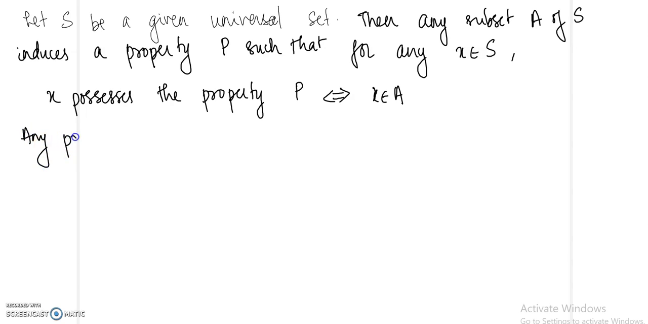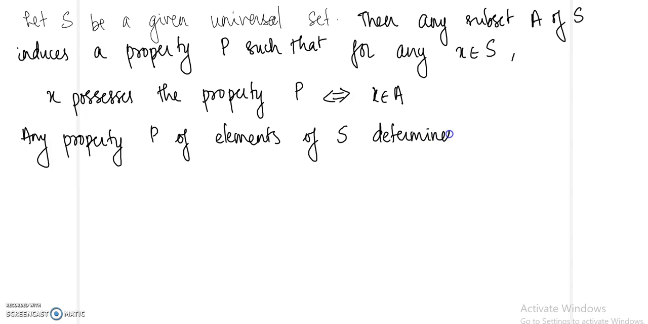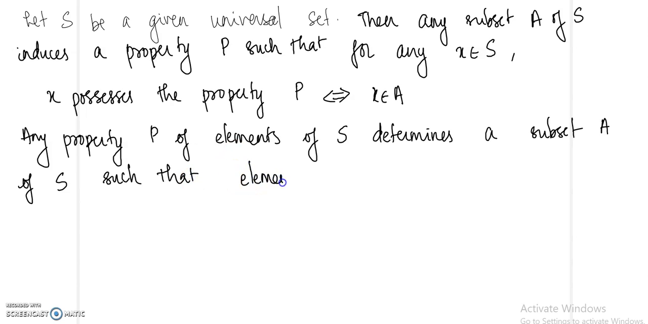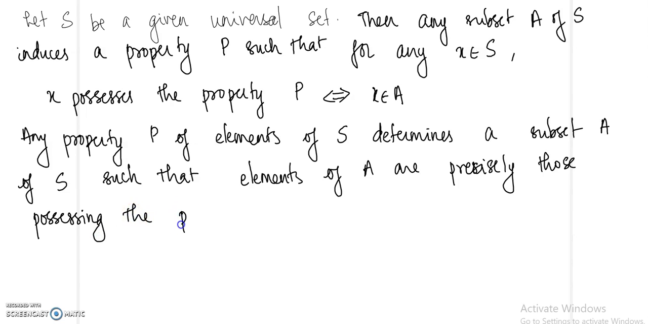So therefore any property P of elements of S determines a subset A of S such that the elements of A are precisely those possessing the property P. So any property P gives a subset A, and the elements of A are the elements of S which possess the property P.